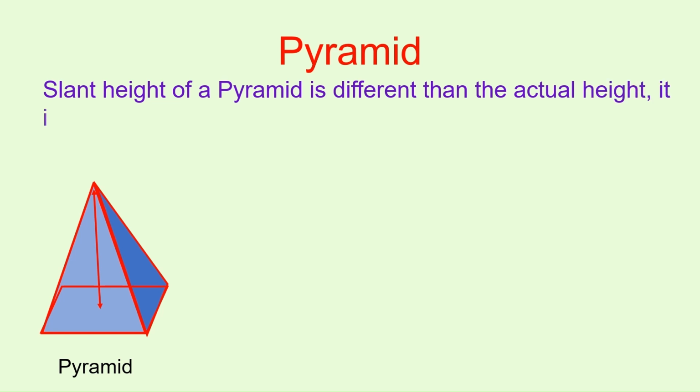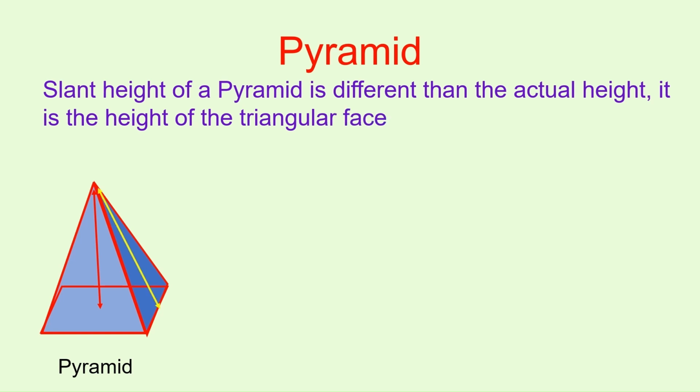Slant height of a pyramid is different than the actual height. It is the height of the triangular face which is visible from outside.